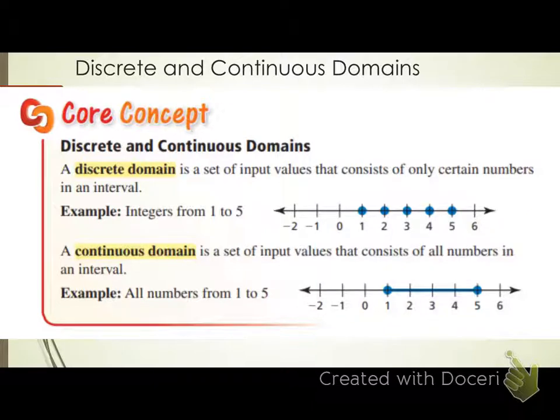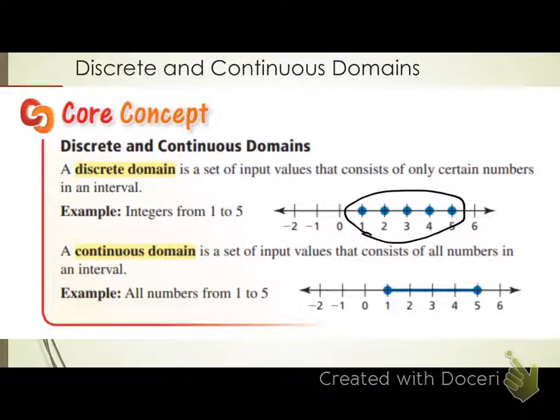So here's a little example they gave. All the integers from 1 to 5. Well, integers are a very specific set of numbers, and so we can only do the numbers 1, 2, 3, 4, and 5 on that interval, because 1.5 is not an integer. Any decimal, any fraction would not be an integer. So it's a very specific set, so I can only use 5 ordered pairs there.